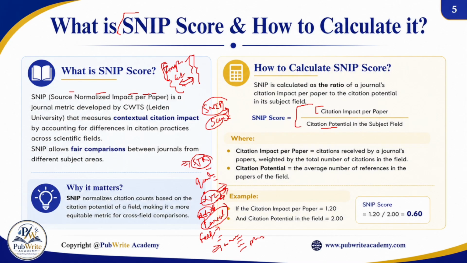So the H-index, what does it measure? It measures both the productivity as well as the citation impact of a researcher. What we generally say is, okay, if an author has a high H-index, that means his profile is very good and he has a strong reputation in a particular field.